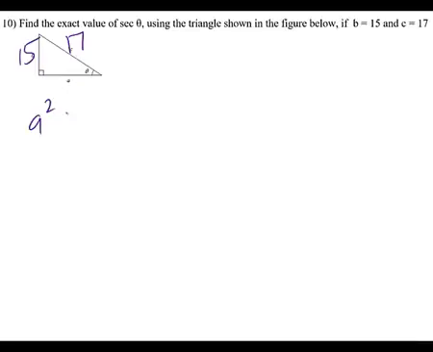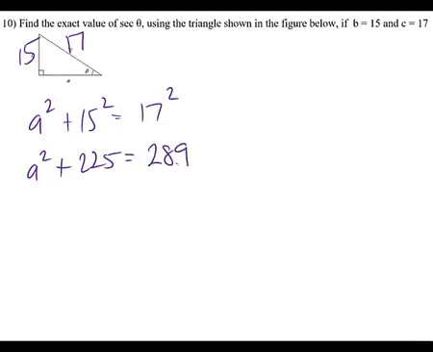Pythagorean theorem. So a squared plus 15 squared equals 17 squared. What's 15 squared? 225. What's 17 squared? Don't forget they're on the walls, right? The walls will not be getting covered for the test. All right, what am I going to do to move that over? And what do you get?